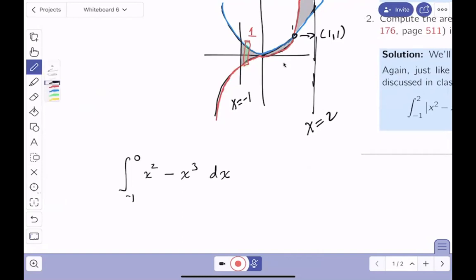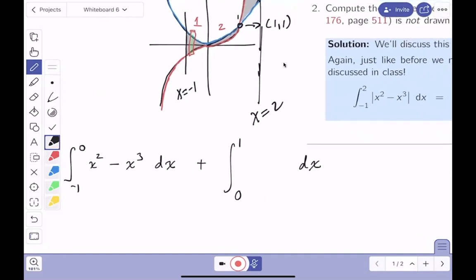Let's do the next region. This is going to be region 2 now. Plus, it starts at 0, it stops at 1. We're moving along the x-axis. Upper minus lower. The upper curve is the quadratic. The lower curve is the cubic.